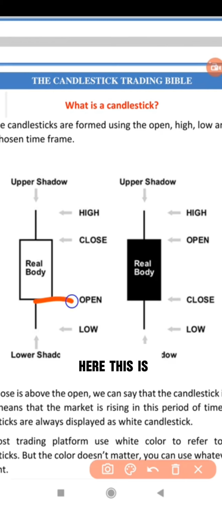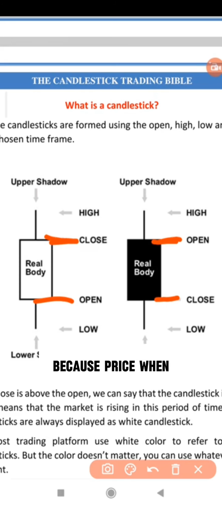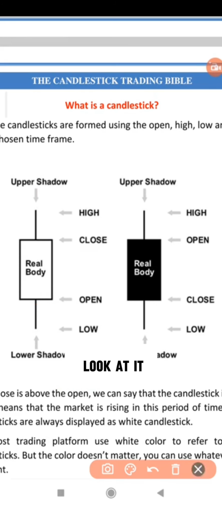If price opens here, this is a candlestick, a bullish candlestick. If price opens here, this is a bearish candlestick. And if price closes here, they will now totally know that we are on a bearish trend. And if price closes here, we know we are on an uptrend, okay? So the high and the low is always the same, because when price opens here, this is how a candlestick is formed. Let's go and look at it so you can see it.